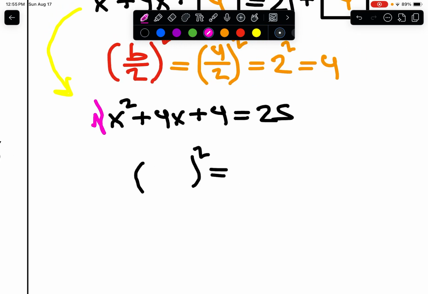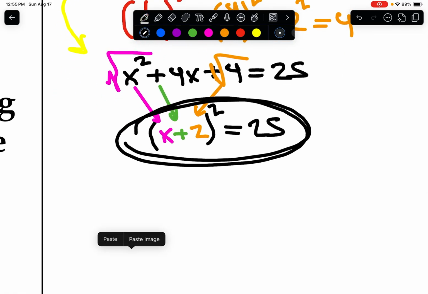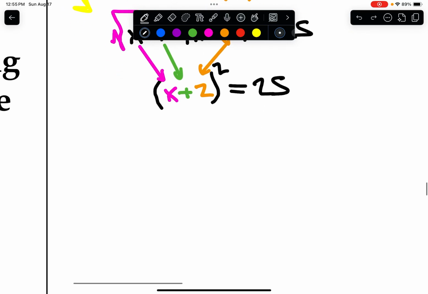So in order to figure out what's going to go inside of these parentheses, what I do is I do the square root of the first, which is just going to be x. You're going to keep the sign of your b value, which is positive, and then I want the square root of the last. So the square root of 4, which is just going to be 2. And then that's going to be equal to 25.